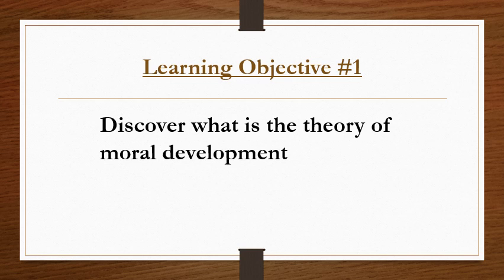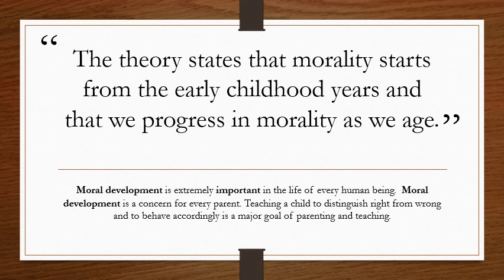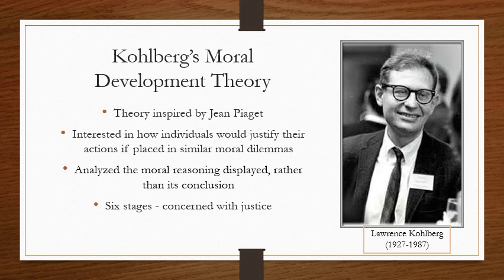We're about to discover what the theory of moral development is. The theory states that morality starts from the early childhood years and that we progress in morality as we age. Moral development is extremely important in the life of every human being. Moral development is a concern for every parent. Teaching a child to distinguish right from wrong and to behave accordingly is a major goal of parenting and teaching. So let's examine Kohlberg's moral development theory.